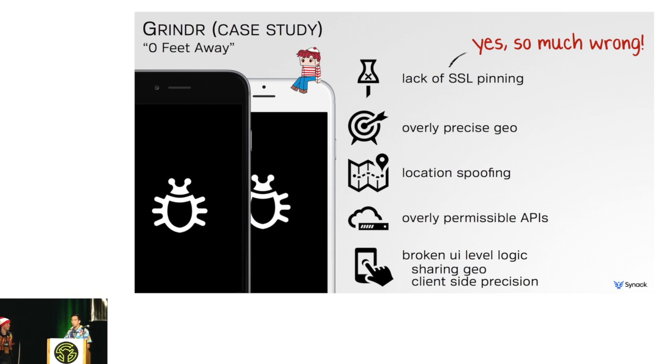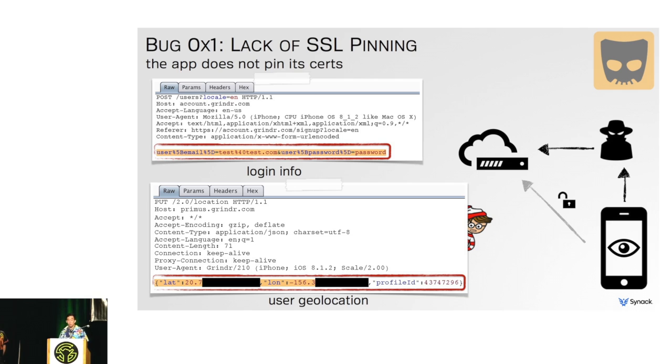So the first bug, we noticed that the iOS application doesn't pin SSL certs. And so as Patrick talked about earlier, this makes it much easier for an attacker to pull off a man-in-the-middle attack and to sniff credentials, as we show here in the screenshot. So using a man-in-the-middle proxy, we're able to take advantage of this lack of SSL pinning to examine the application's protocol and reverse engineer it in order to build our own custom GRINDR client.